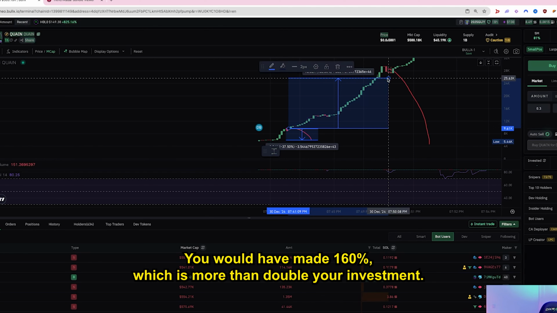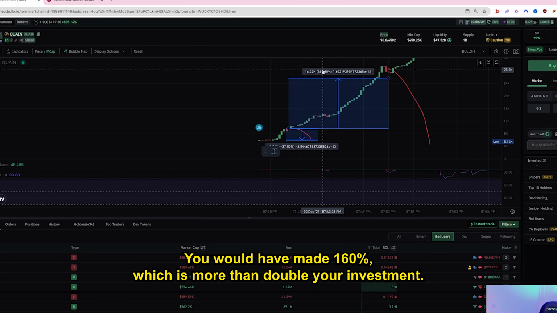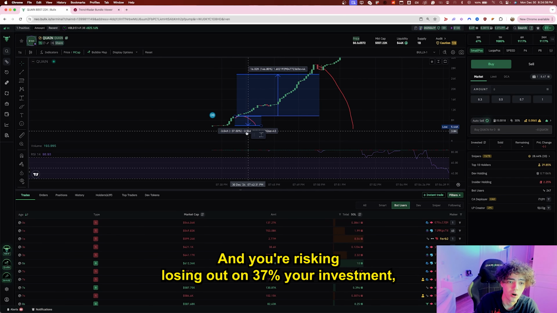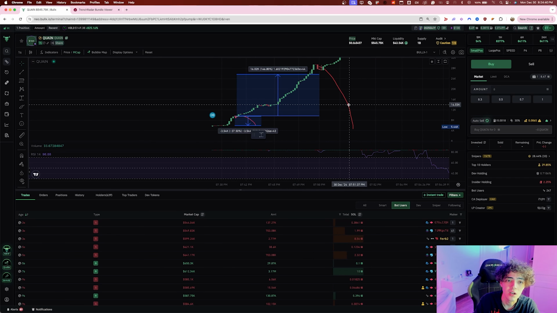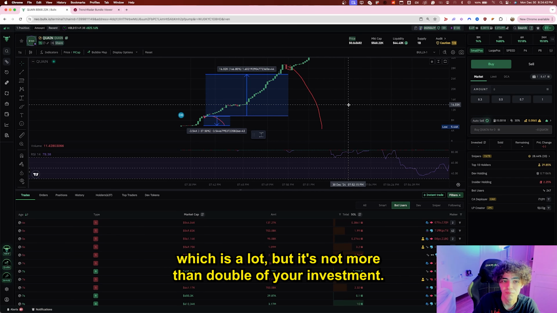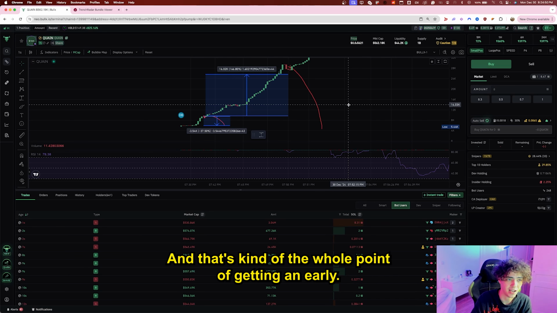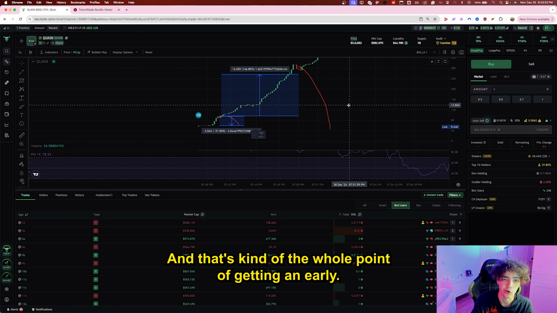You would have made 160%, which is more than double your investment. And you're risking losing out on 37% of your investment, which is a lot, but it's not more than double of your investment. So you're risking a lower amount of losses to have a much higher amount of gains. And that's kind of the whole point of getting in early.